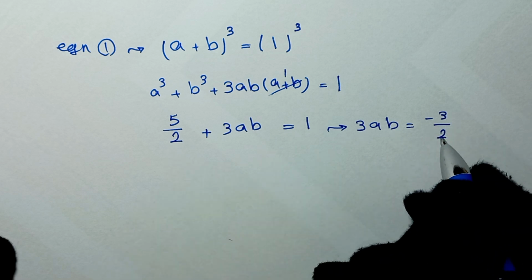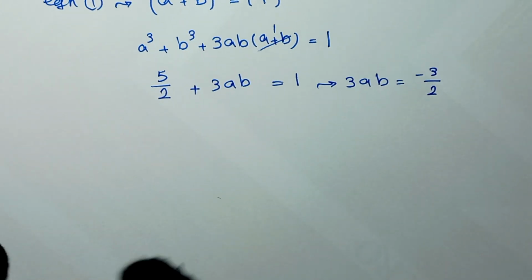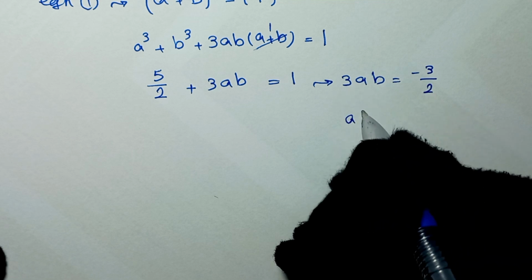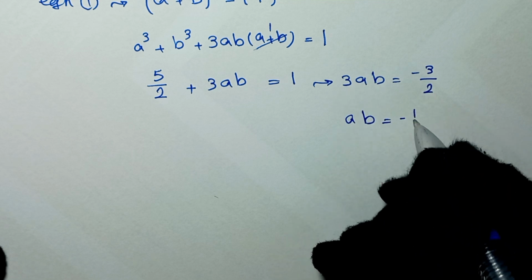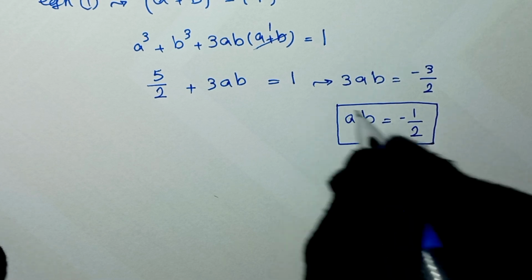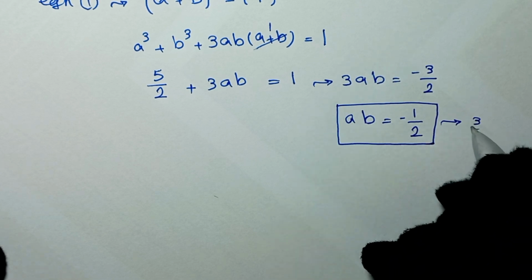Next, we divide both sides of the equation by 3, so ab is equal to negative 1 over 2. We label this as equation 3.